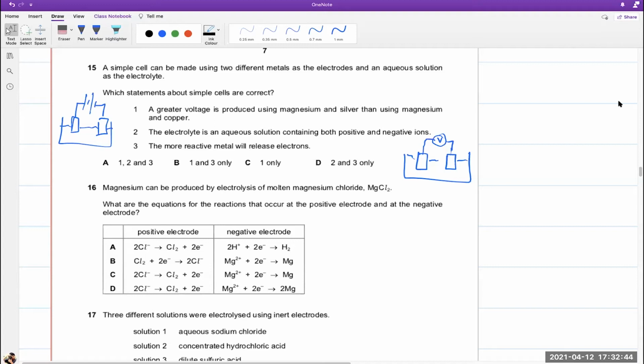I don't see a difference with that. The less reactive one is definitely going to be the one where the electrons travel. So 1, 2, and 3 are all correct. So we'll say that 1, 2, and 3.